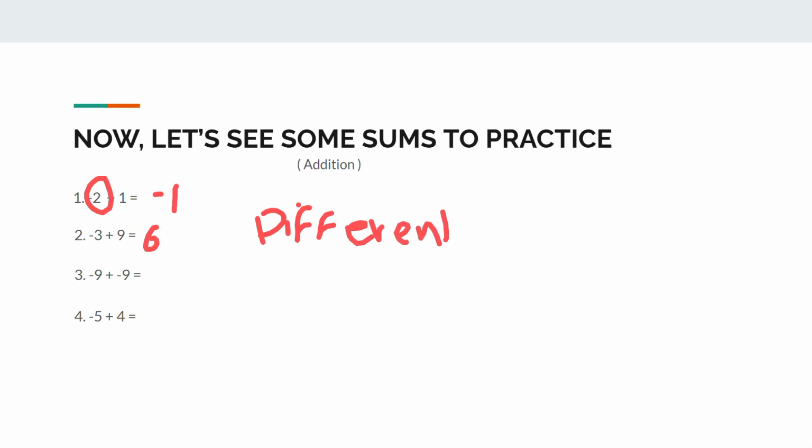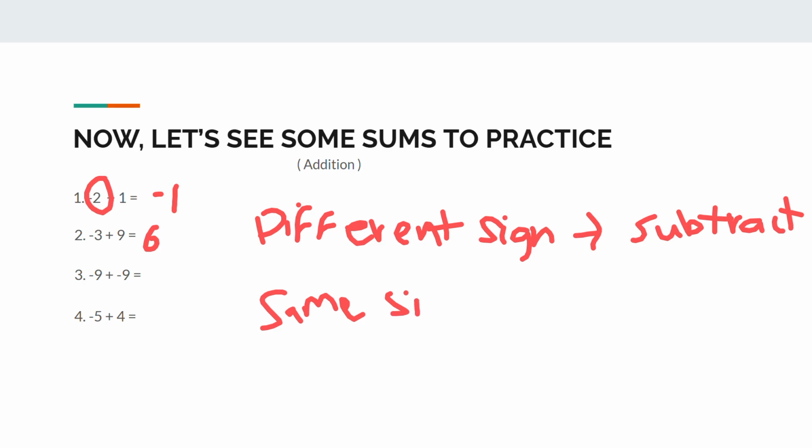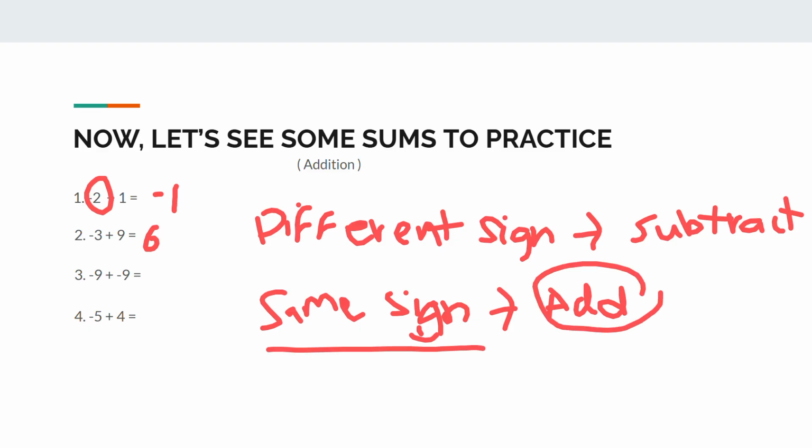Different sign is subtract. And same sign equals addition. Add, or you can simply say addition. So now they both have the same sign here, so we're going to add. 9 plus 9 is 18.